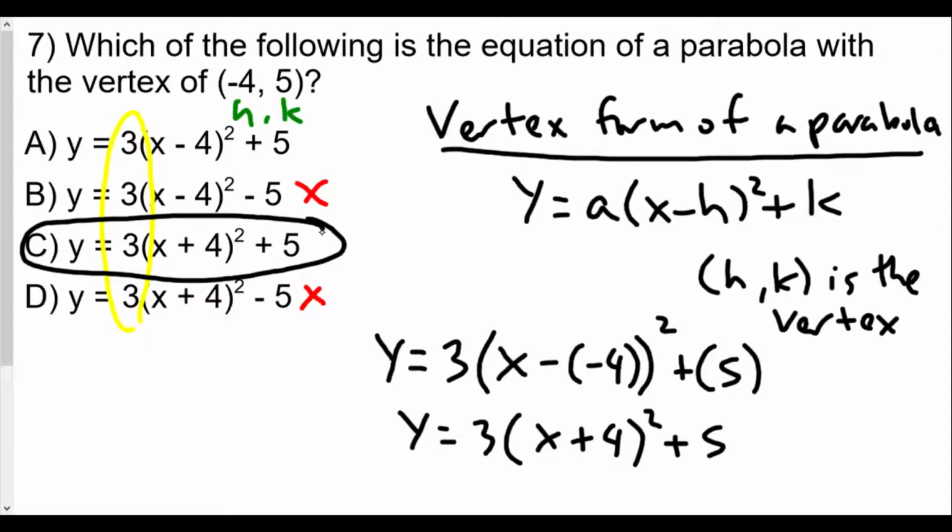Now, some of you might worry, but what if I don't know the a value? Well, if you need to know the a value, it will be provided for you, or you have to solve for it. But in this case, we just have the vertex, and we're just plugging in. So you're looking for the h and k values. That's the key thing.